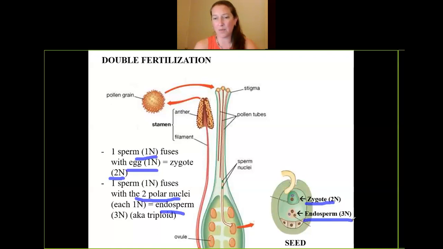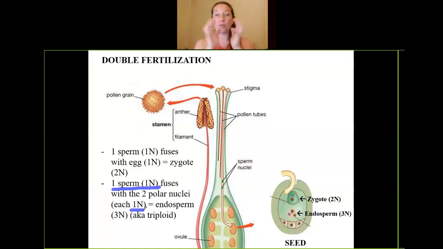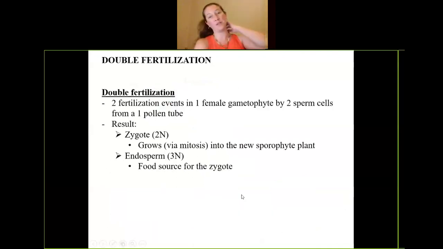And you might say, wait a minute, this is a typo, Rebecca, because he says 3N here. Well, yeah, because think about it. You have 1 sperm cell, which is 1N, and each polar nucleus is 1N. So when they all 3 fuse together, the result is a triploid or 3N product. And this product happens to be called endosperm. And endosperm, we'll talk about, is a food source for the growing baby plant.